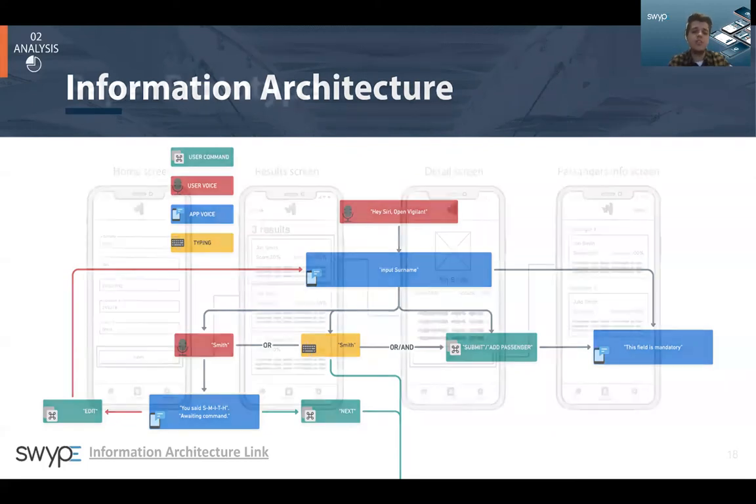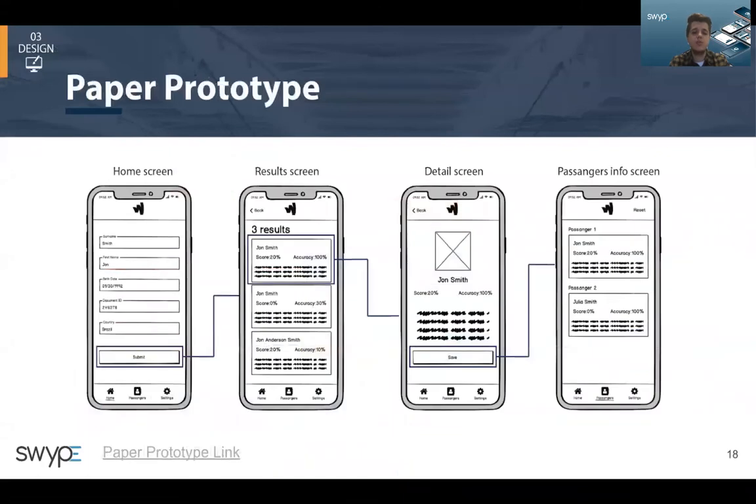Now we pass to the design process, and the first step was to create a paper prototype showing the user interfaces. This step was important to understand if the voice control flow was matching with the visual content and the screens.